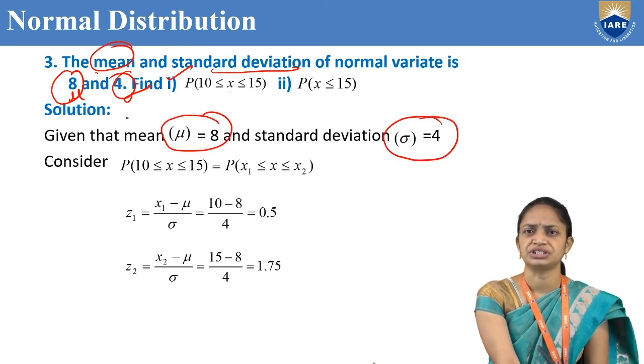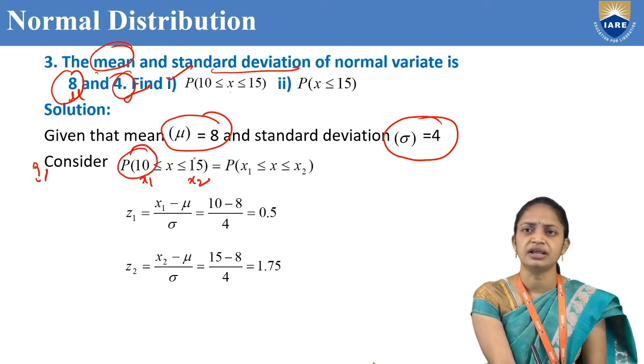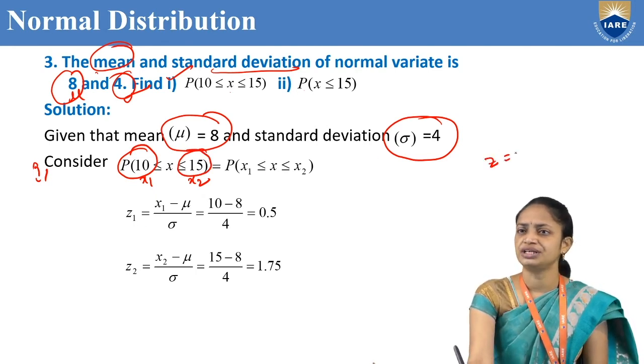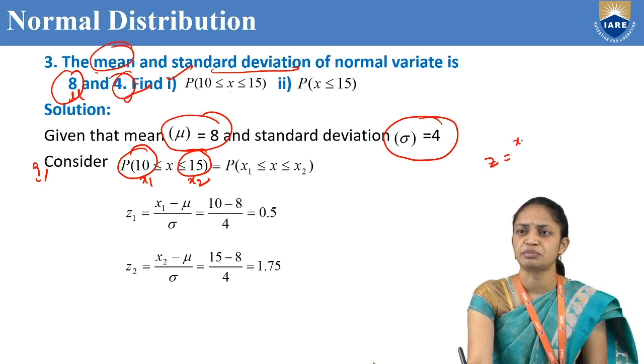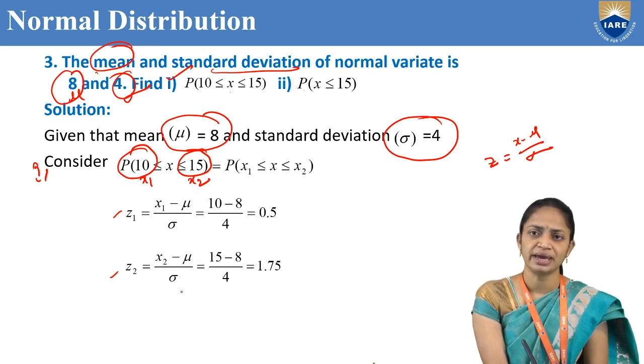So coming to the first question, P of 10 less than or equal to x less than or equal to 15, which is in the form of probability of x1 less than or equal to x less than or equal to x2. Here x1 equal to 10 and x2 equal to 15. In the normal distribution we have the formula z equal to x minus mu by sigma. But here we have x1 and x2, so we need to find z1 and z2. We have z1 equal to x1 minus mu by sigma and z2 equal to x2 minus mu by sigma.